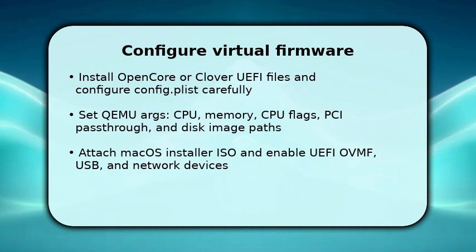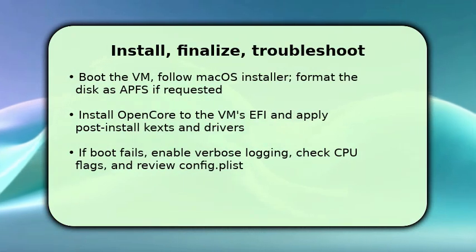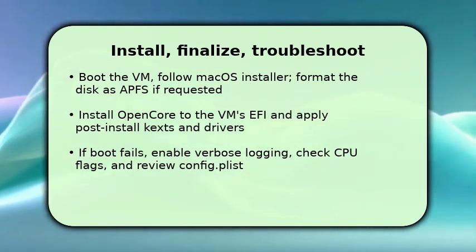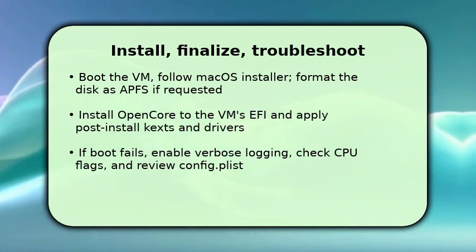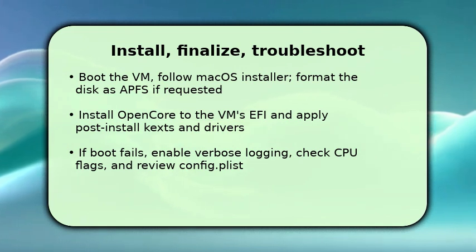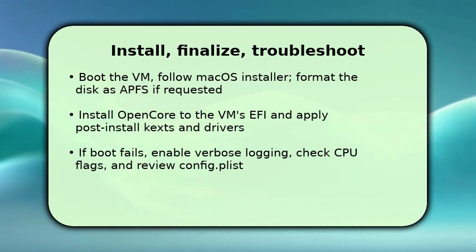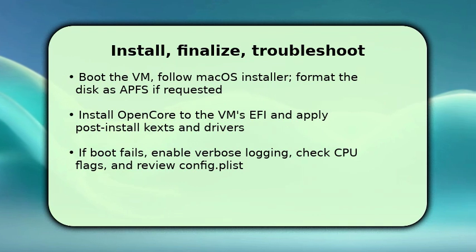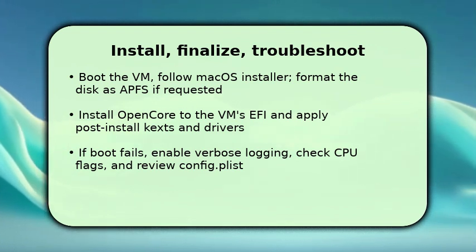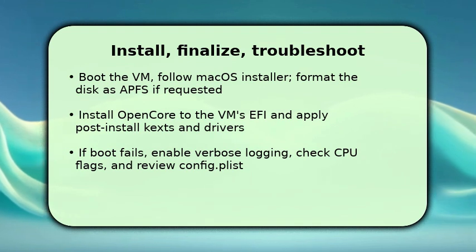You proceed to boot the VM into the Mac OS installer, use Disk Utility to format the disk as APFS when prompted, and run the installation. After installer completion, mount the EFI and install OpenCore to the VM's EFI partition, adding necessary kexts like Lilu and VirtualSMC and the proper SMBIOS. Once stable, optimize drivers and enable guest services. If the VM fails to boot, enable verbose mode. Inspect QEMU logs, confirm host pass-through CPU flags, and double-check config.plist entries to resolve common boot issues.